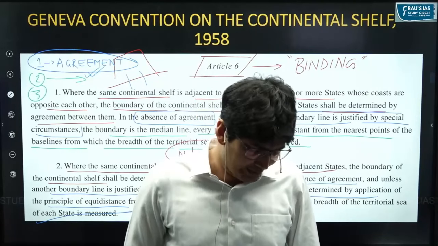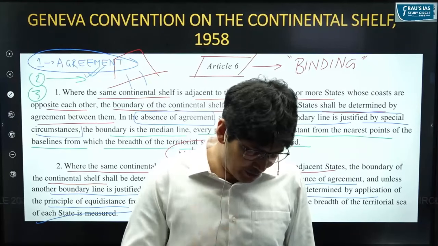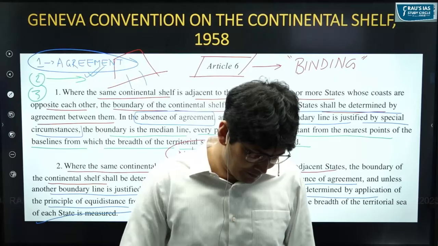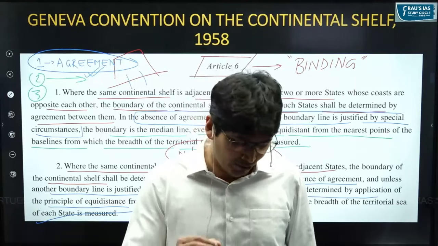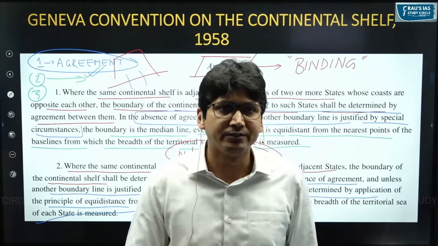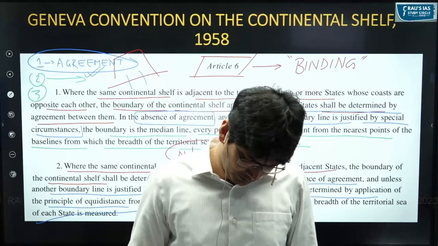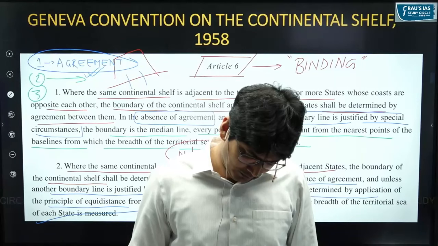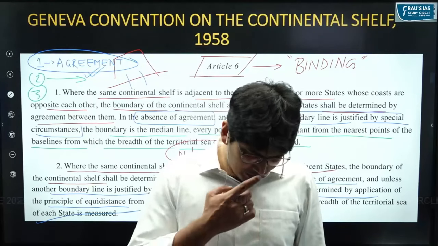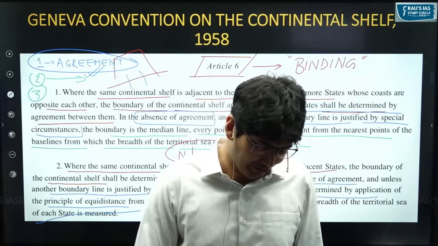Thus, last point, thus the equidistance principle was not obligatory for Germany. Thus, the equidistance principle was not obligatory for Germany for delimitation of the continental shelf.